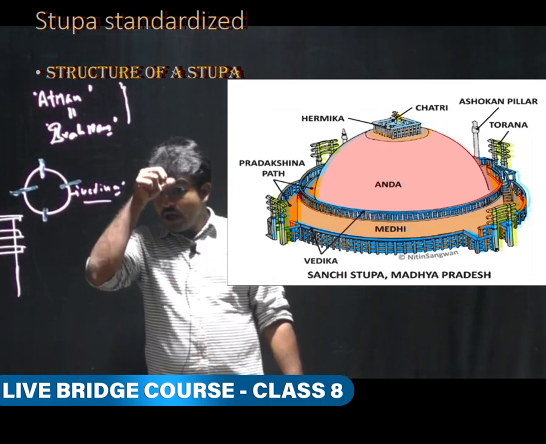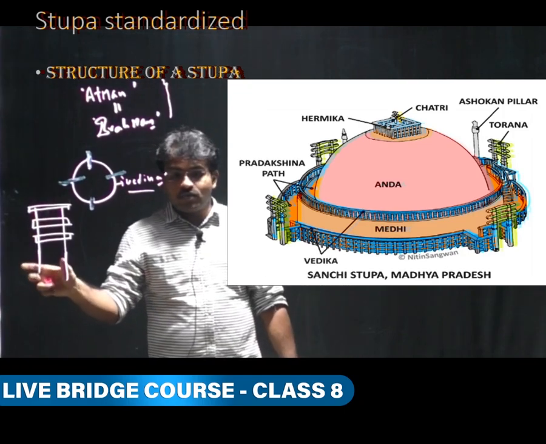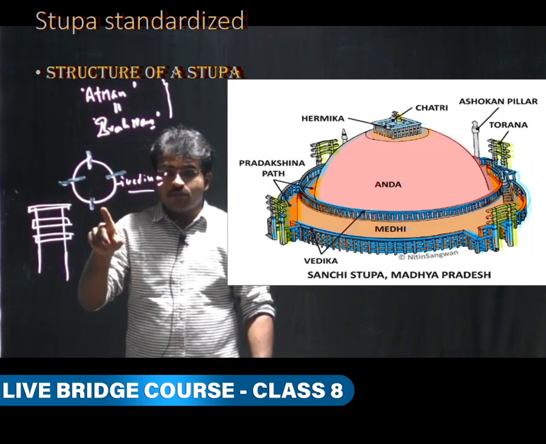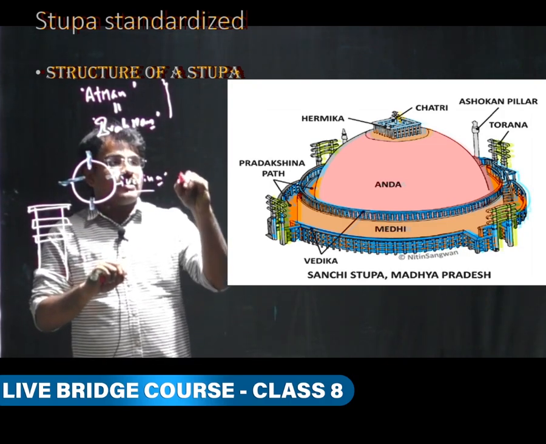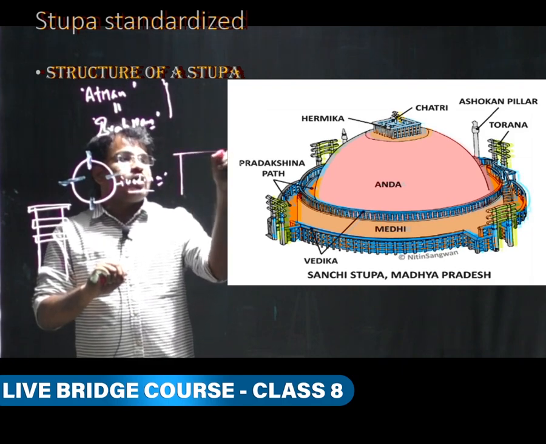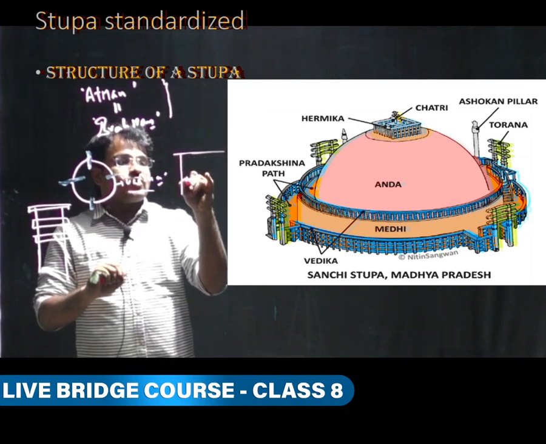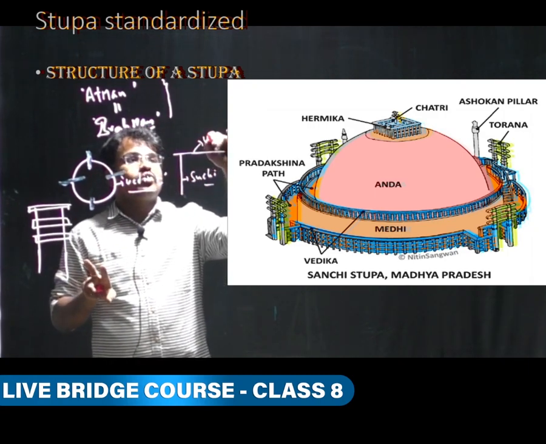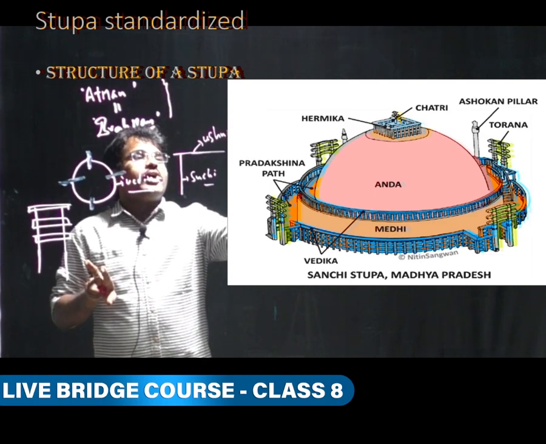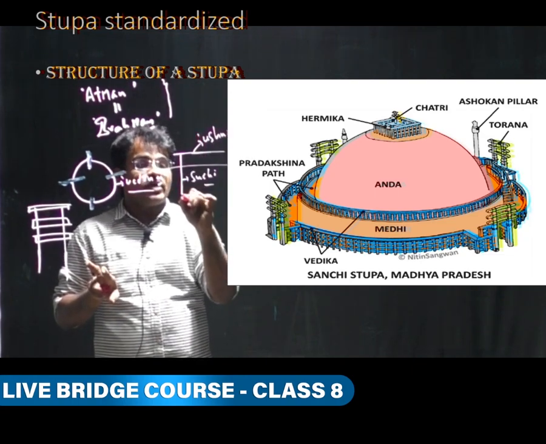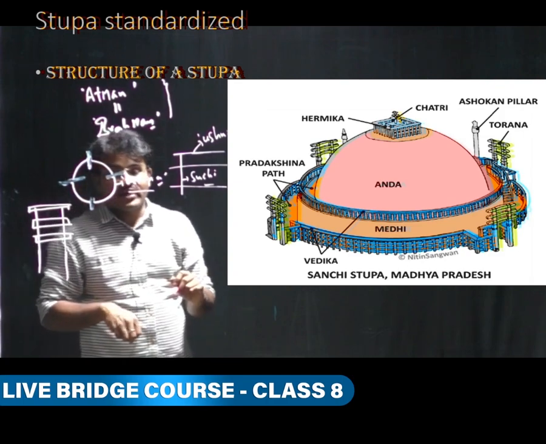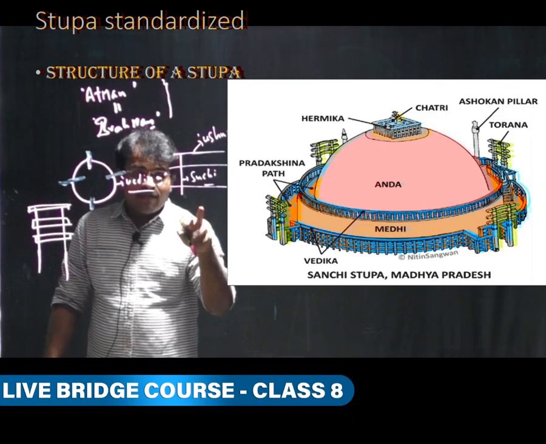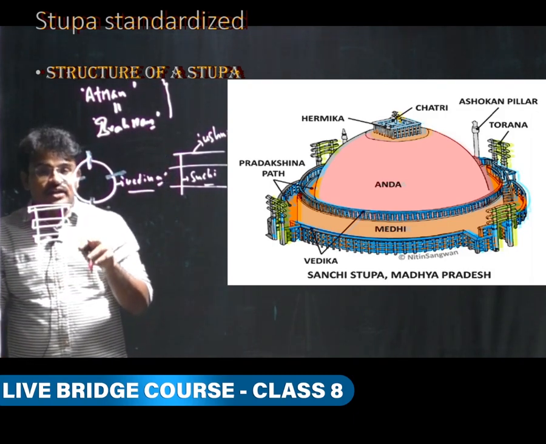I think the image is not visible. This will be usually very richly sculpted. Okay, this is the Torana image. This is the Vedika, this is the Torana, and this Vedika usually is built with some vertical pillars and horizontal pillars. The vertical pillar is known as Suchi, whereas the horizontal pillars are known as Ushnisha. See how simple it is. And these are also very richly decorated with numerous sculptures. The entire Vedika and Torana are very, very richly decorated.